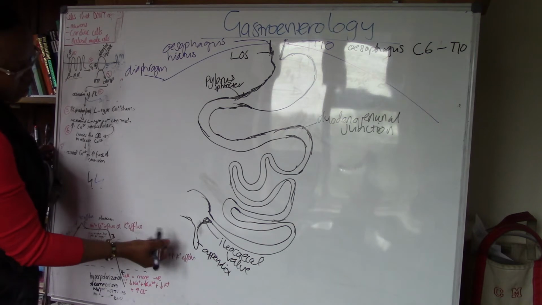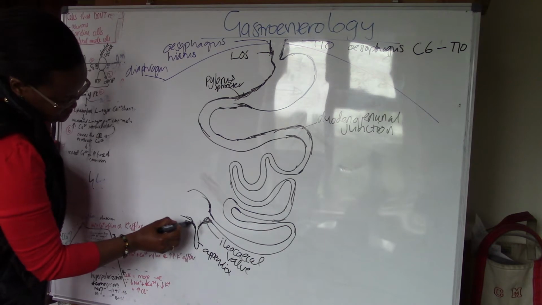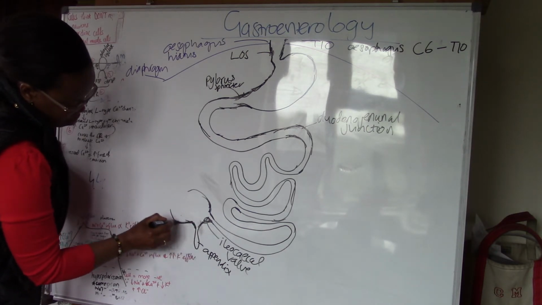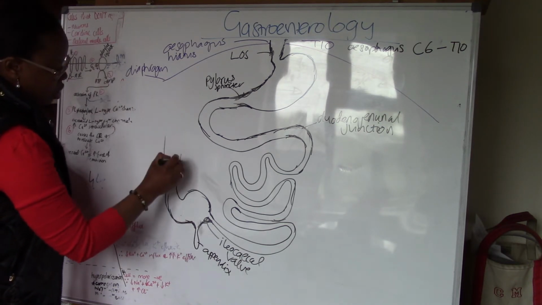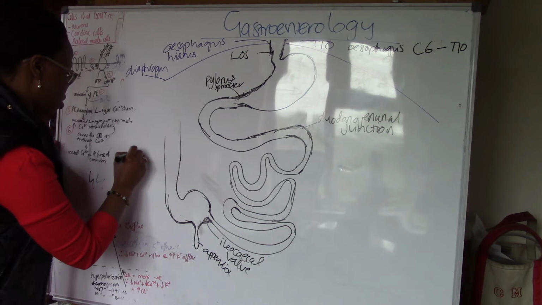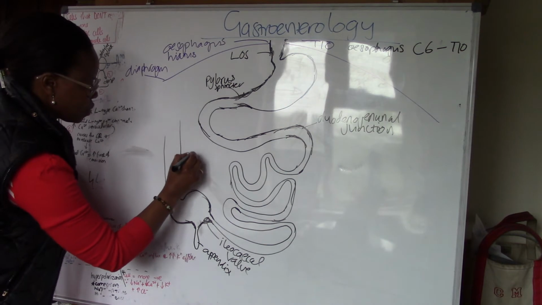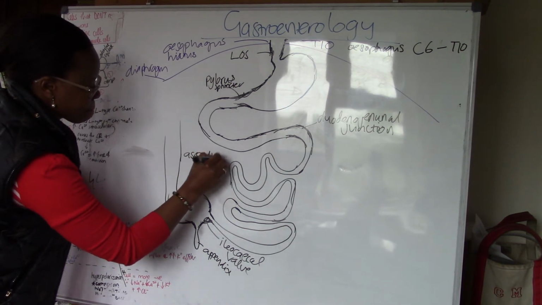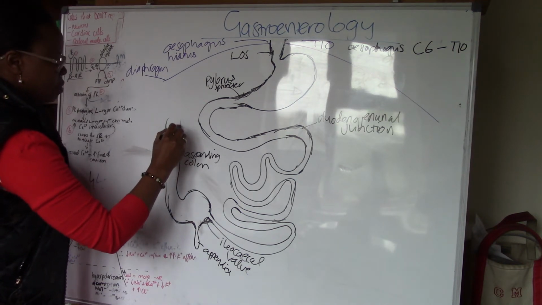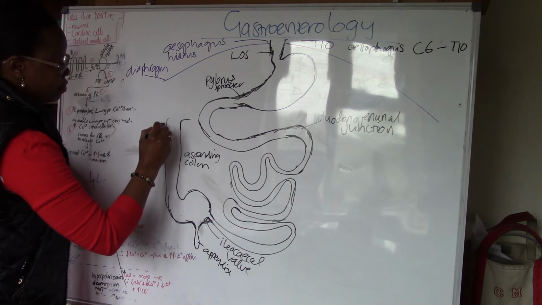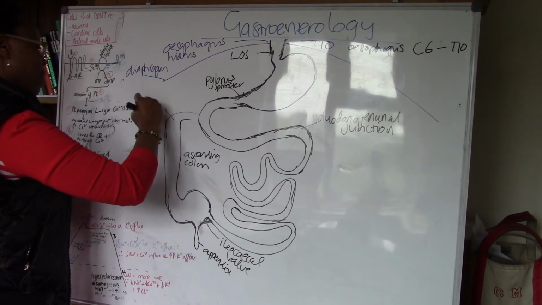Obviously, this is in the right lower quadrant of the abdomen. So from the cecum, we then have the ascending colon, which then makes a sharp turn towards the left at an area called the hepatic flexure.